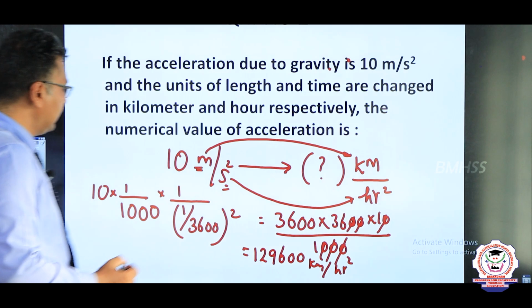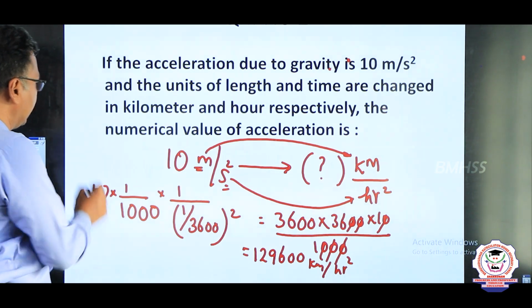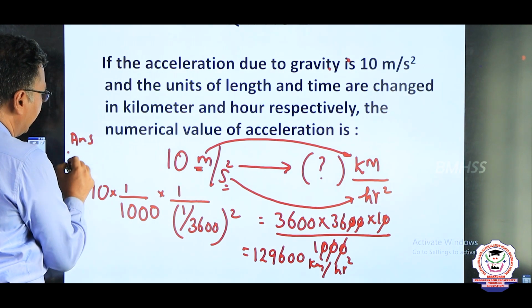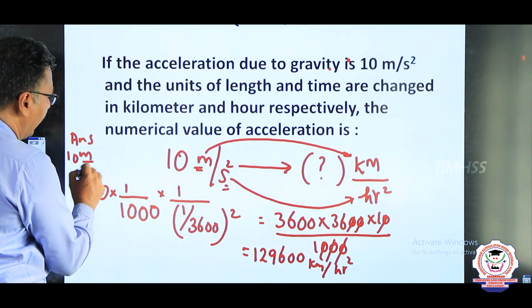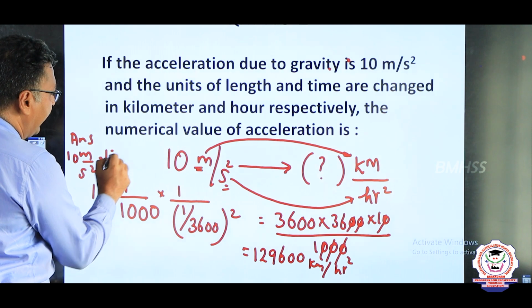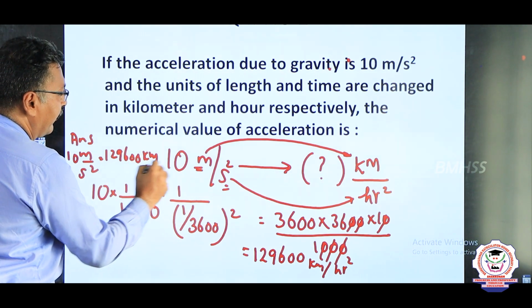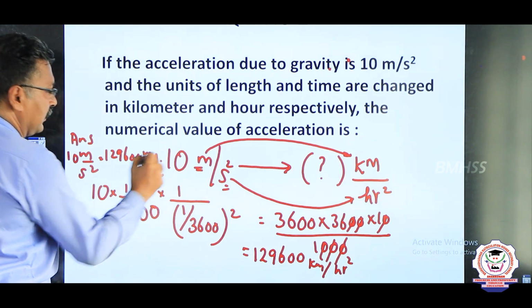So the answer is, 10 meters per second square is 129600 kilometer per hour square. So this is the answer.